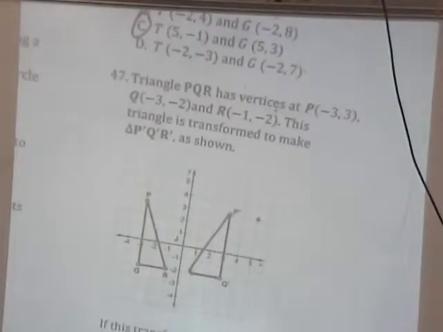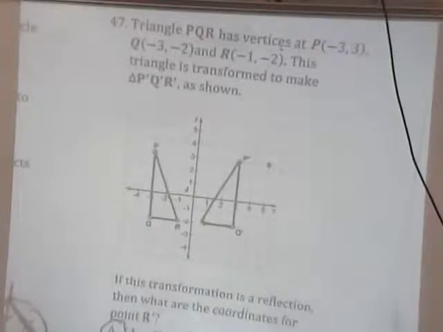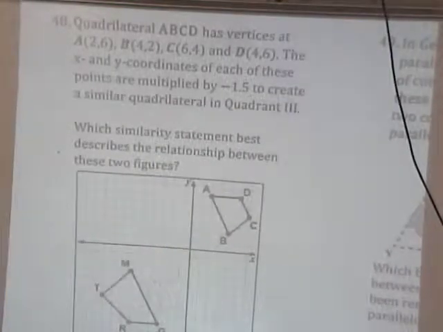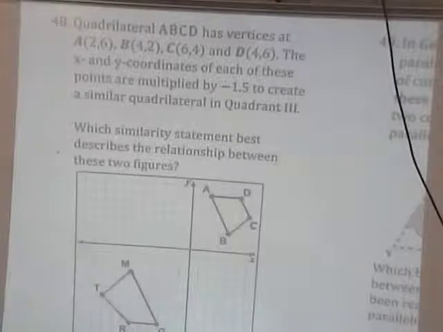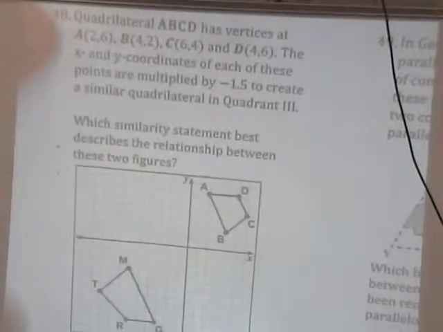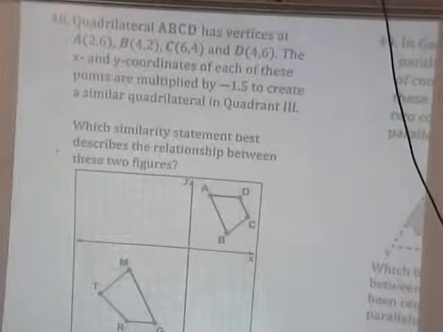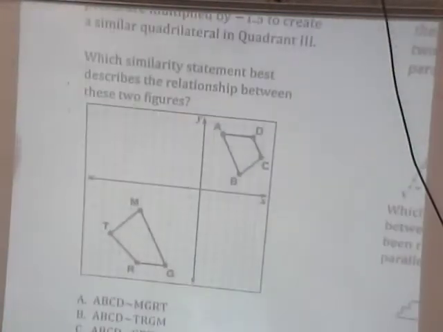All right, 48. Quadrilateral. X and Y coordinates multiplied by -1.5 to create a similar quadrilateral. So they took each point and multiplied it by -1.5. Which similarity statement best describes the relationship between the two figures?